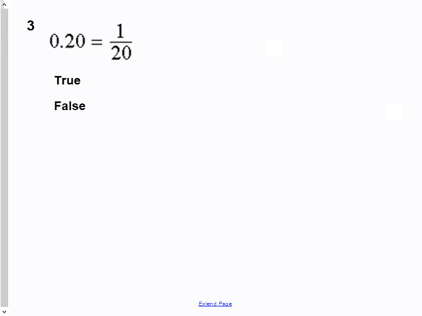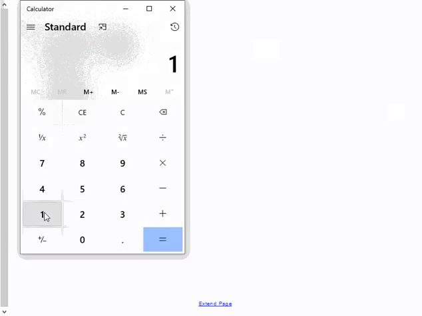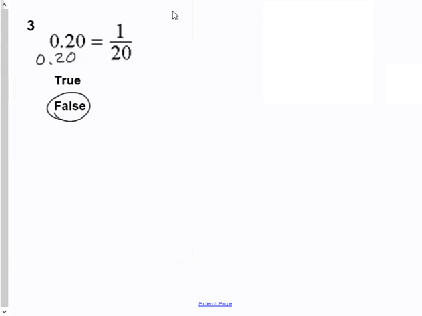Question 3, I love this one because so many smart people got it wrong. 0.20 is equal to 1 over 20. The answer is false. And of course, the easiest way to do it would be to say, well, what is 1 over 20 as a decimal? So 1 divided by 20 is 0.05. So therefore, the question really could be, is 0.20 equal to 0.05? No, it's not. It's false. This one actually should be greater than.